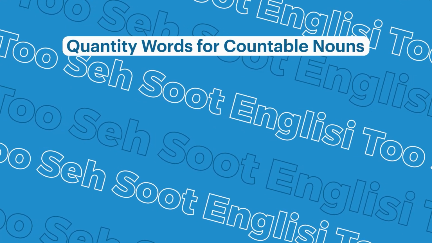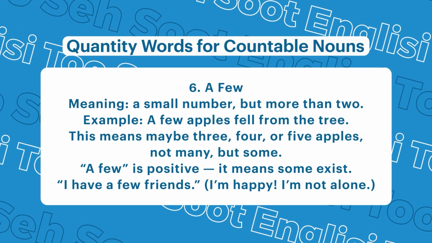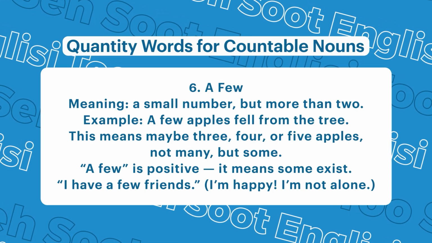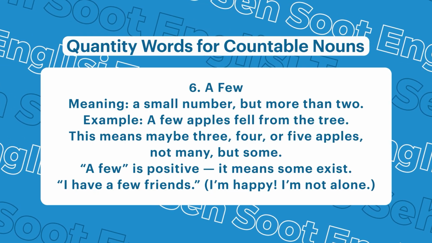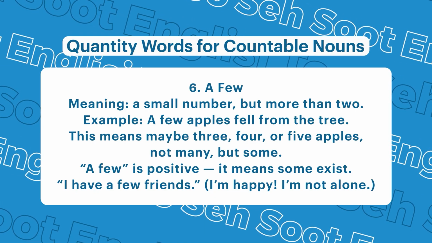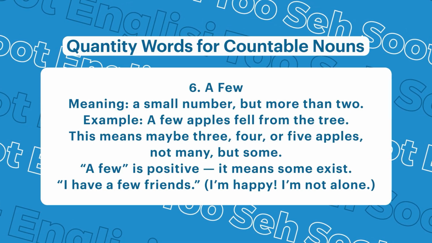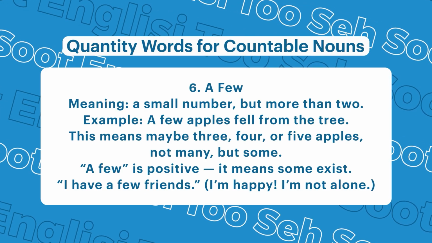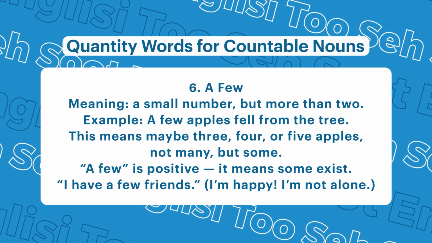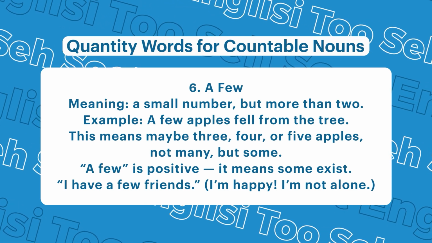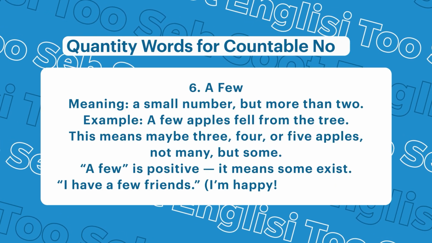Number 6, few, meaning a small number but more than 2. For example, when we say a few apples fell from the tree, this means maybe 3, 4, or 5 apples, not many, but some fell from the tree. A few is positive. It means some exist. For example, when I say I have a few friends, I mean I am happy about my friends because I'm not alone.